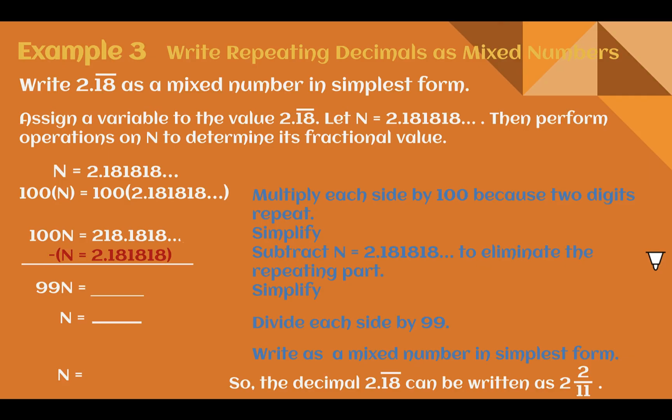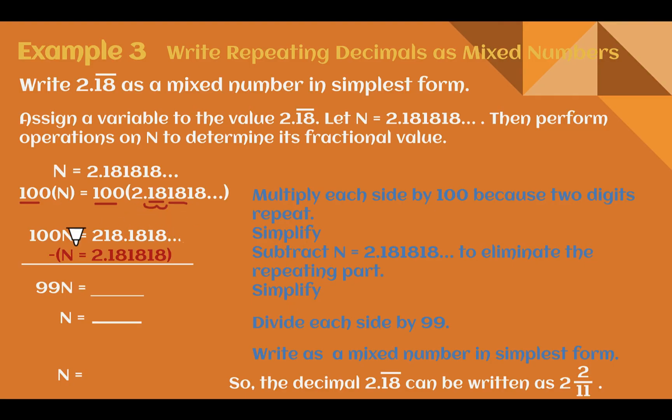Example 3, write repeating decimals as mixed numbers. So write 2.18 repeating as a mixed number in simplest form. The process for this one is the same as we had just done. So we're going to assign a letter to our original expression. Here you can see we're multiplying by 100 because there are 2 numbers that repeat this time. 1 and 8 both repeat, so we have to multiply by 100, which has 2 zeros. This moves the decimal 2 places over to get 218, and then 18 still repeats.